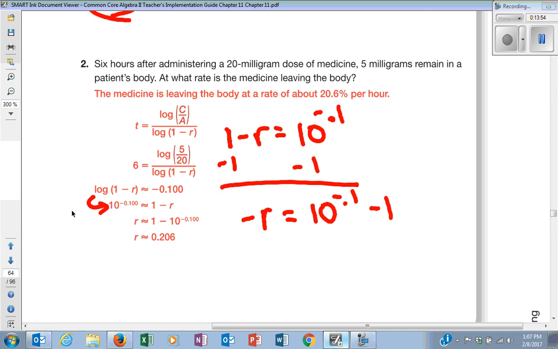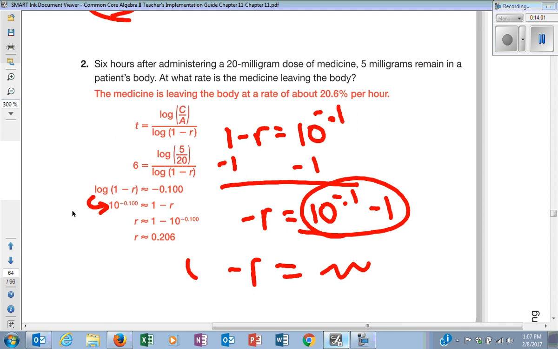Well, when they get that answer, they put that in a calculator. They're going to get some answer, and that equals a negative R. So you have to times this by a negative 1, times this by a negative 1, and that's how you end up with this answer. You should try those again in your calculator. Make sure you're getting those same answers.